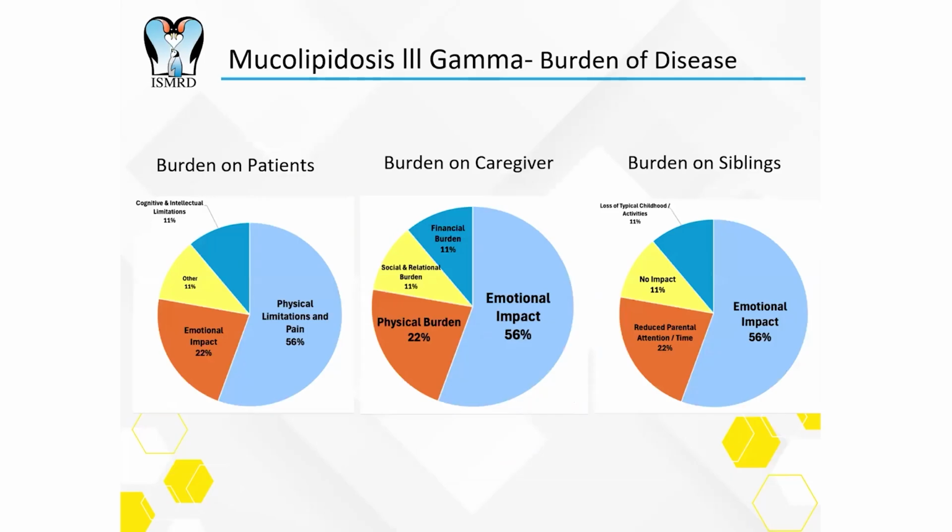Okay, burden of disease. Burden on patients, the physical limitations is probably the biggest issue. I can totally understand that. My daughter's, and again, these conditions vary so much. We have ML3 patients walking, living a fairly, well, not normal, it's not normal, but they're able to go on to college, university. In my daughter's case, she is very restricted. She's in a wheelchair full time. She had learning disabilities. So all of that has been a big burden on her.